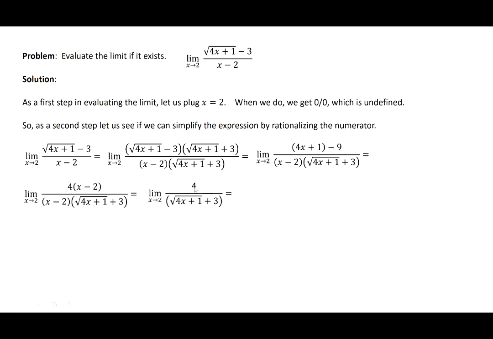So 4 on the top, and on the bottom, 4 times 2 is 8, 8 plus 1 is 9, square root of 9 is 3, 3 plus 3 is 6. You get 4 over 6. Ta-da! That's equal to 2/3.